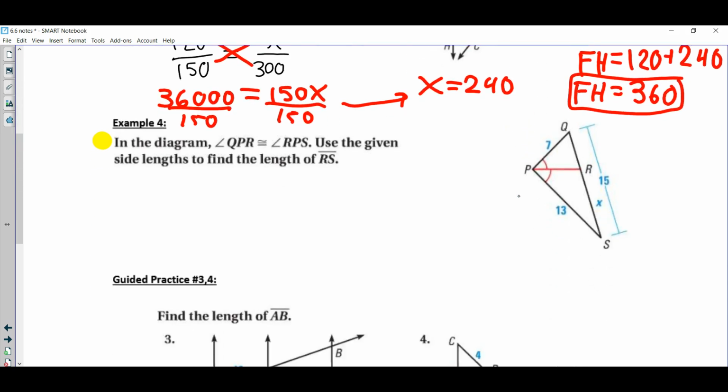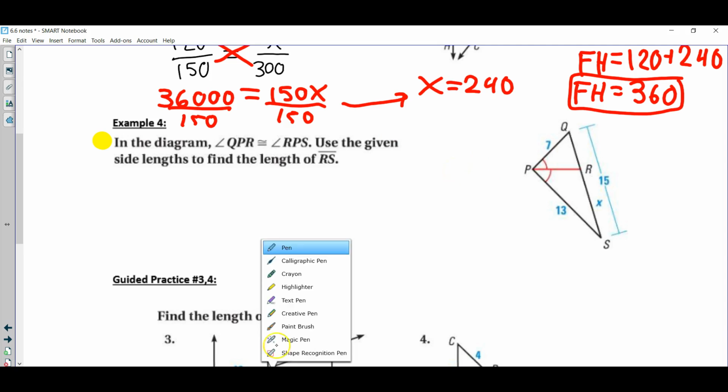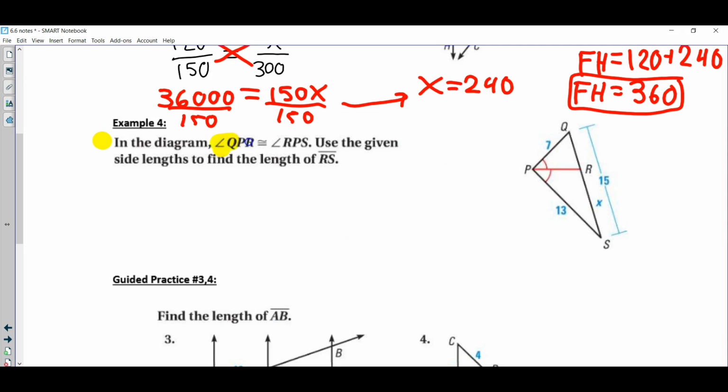Last example is going to take a look at our third and our final proportionality theorem involving angle bisectors. And so right away, before we even start reading the problem here, they already told us that there's an angle bisector, and we see that in the drawing over here. We're going to use the given side lengths to find the length of RS. So I'll highlight that in green so we know what we're looking for.